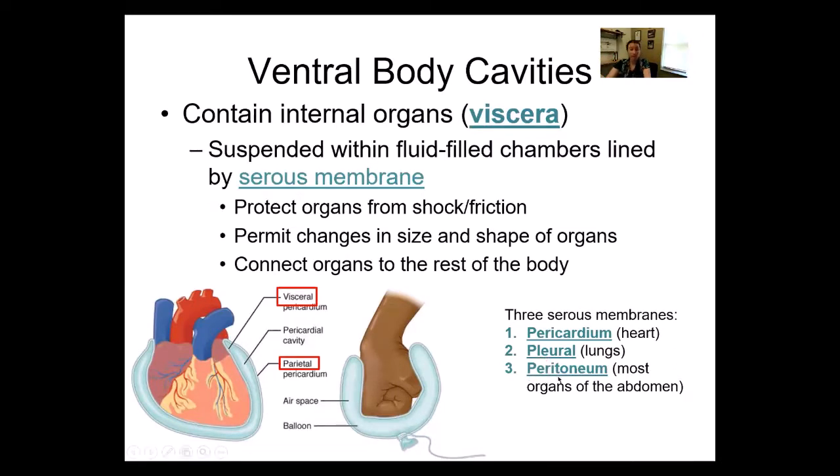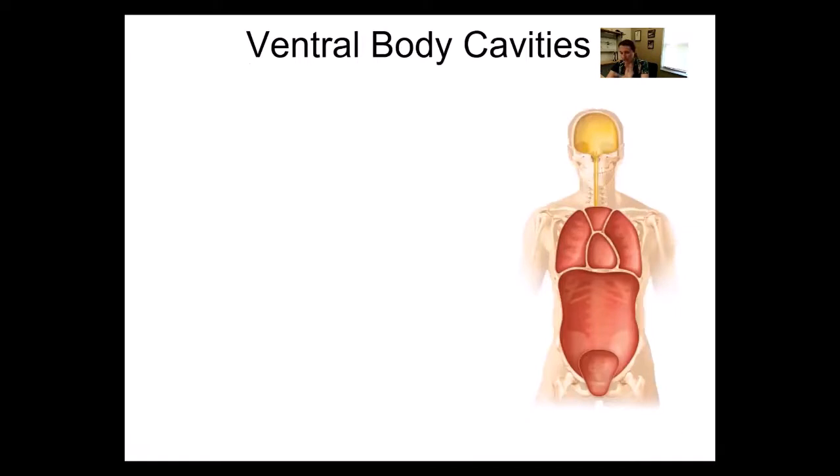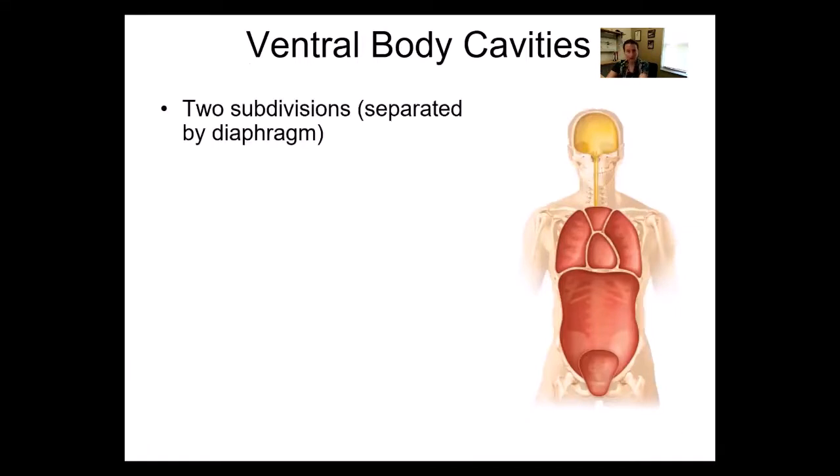Perimeter, you like to tone your abs. Peritoneum is the serous membrane surrounding most of the visceral organs of your abdomen. Okay, so let's look at these in space, in our body.